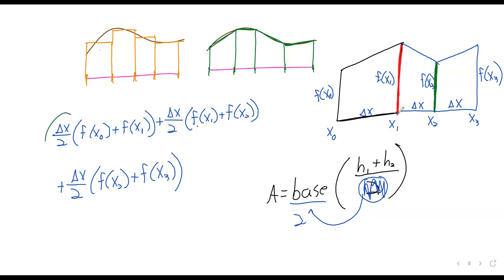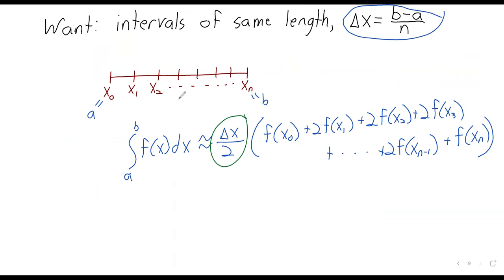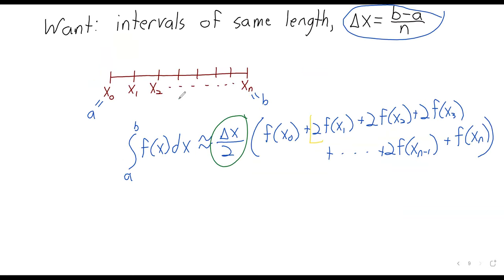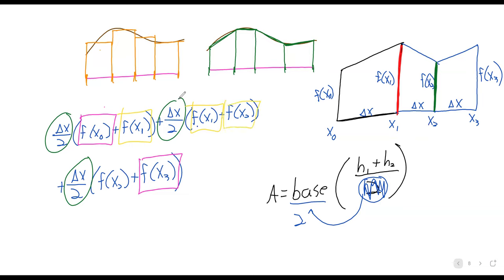So we can pull out this delta x over 2. And then what will we have left? We'll have a single f of x sub 0. F of x sub 0 only shows up once. We'll have a single f of x sub 3. F of x sub 3 only shows up once. But f of x sub 1 shows up two times. So that's where that 2 comes from. And f of x sub 2 shows up two times. Everything shows up two times except for the first and the last number.